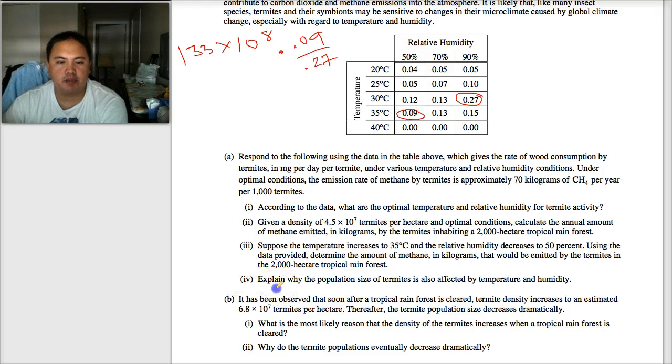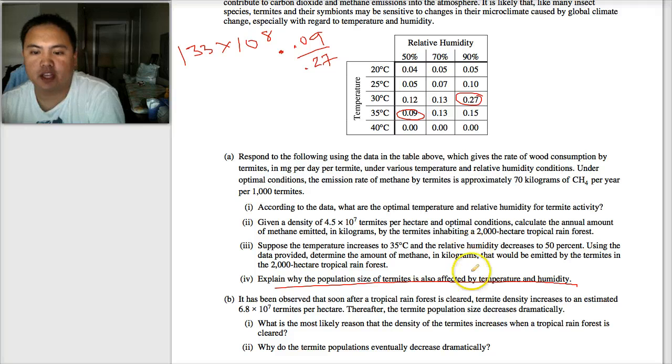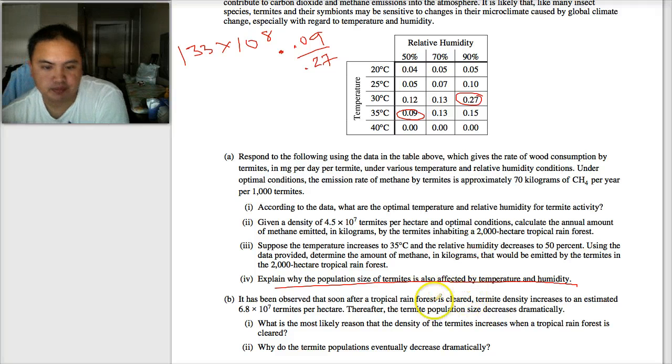And the last one is to explain why the population size of termites is also affected by temperature and humidity. It's a very simple question. All you could say is that that is the limiting factors. You could also say under the right temperature and humidity, they can't eat as much wood. Maybe you could say they can't reproduce. You just need to say, like, why would population size be affected by temperature and humidity? Just say if it's not optimal, then they can't function.